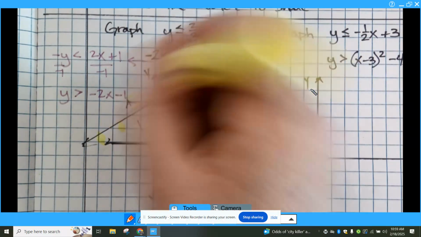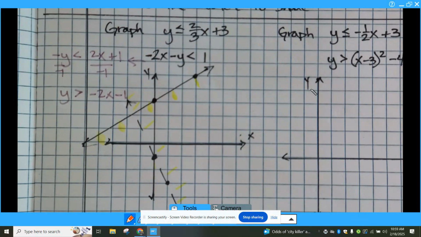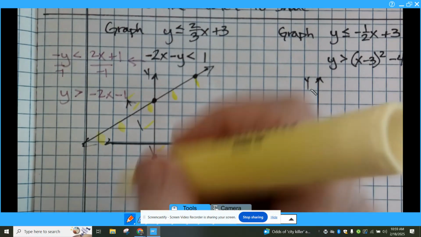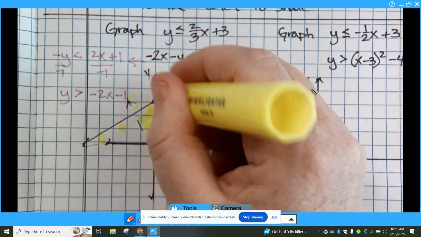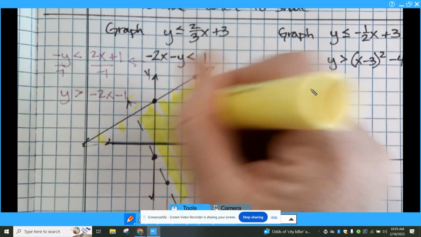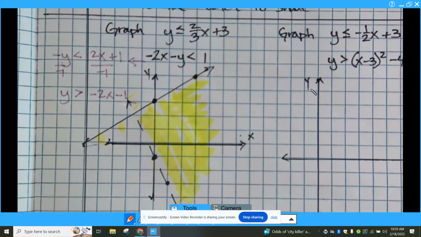So what I'm going to shade is where basically both sides would be shaded. So that would be in this part right here. This would be the answer. Okay, any point in there would work. Okay, and that's using the shortcut.